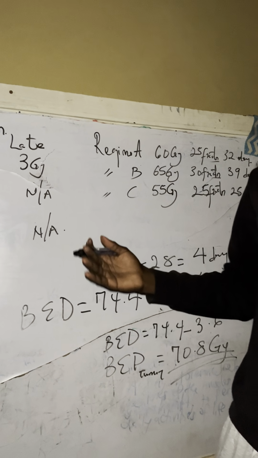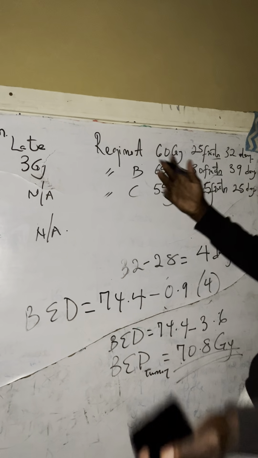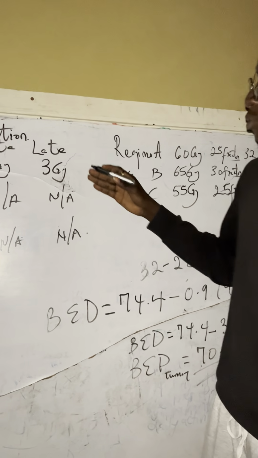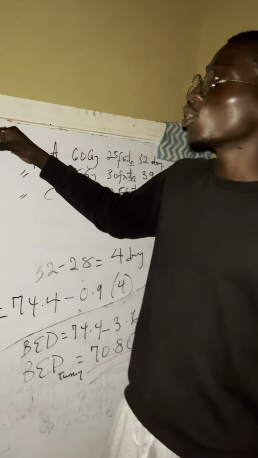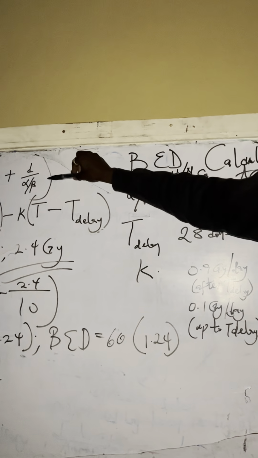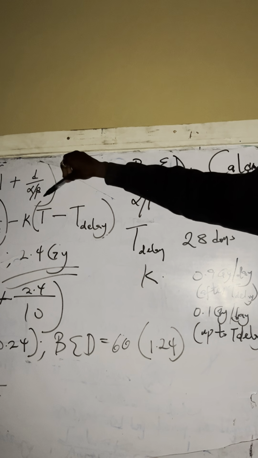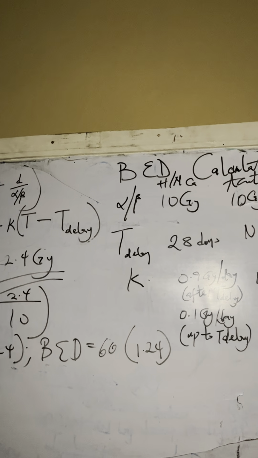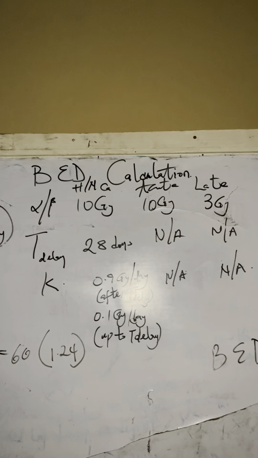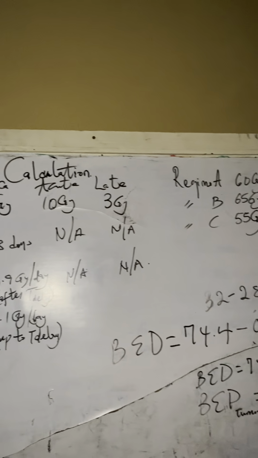But for the late BED, now the thing we want to do is, we don't have much space and I don't want to be rubbing off the whole stuff. So what you want to do is substitute your alpha to beta ratio in the equation. So in the physical BED formula, you substitute it in this area, then you calculate the whole thing. So the final answer is going to be whatever you get.